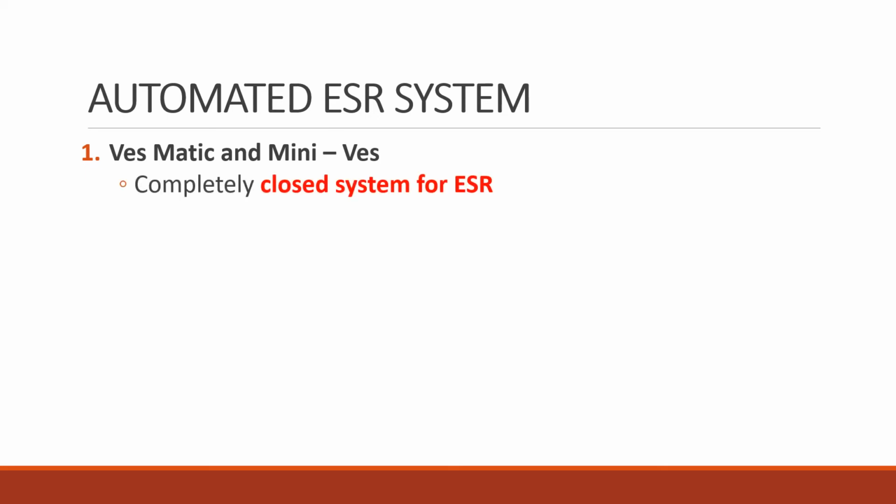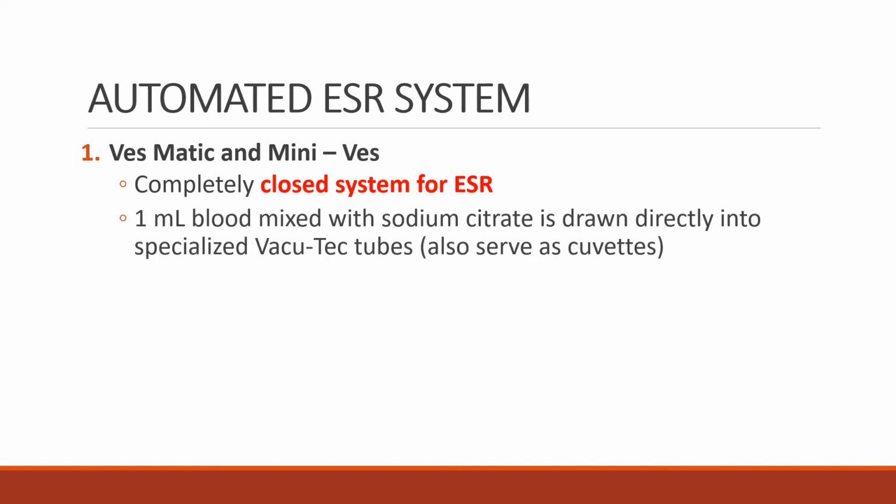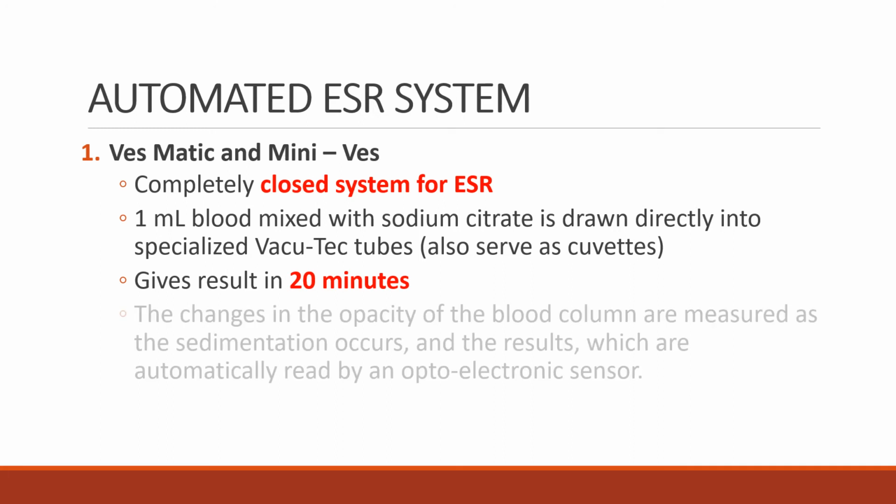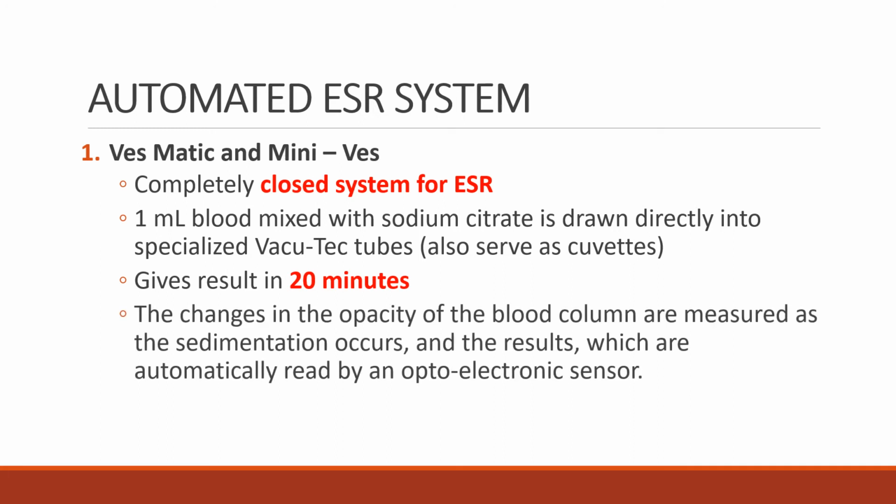This one is a completely closed system for the determination of ESR, wherein 1 ml of blood is mixed with an anticoagulant, which is sodium citrate, and this mixture is drawn directly into specialized Vacutainer tubes, which also serve as cuvettes. The results are released after 20 minutes, and the reason for this is that the sedimentation rate is accelerated by use of an 18-degree slant. The changes in the opacity of the blood column are measured as the sedimentation occurs, and the results are automatically read by an optoelectronic sensor.